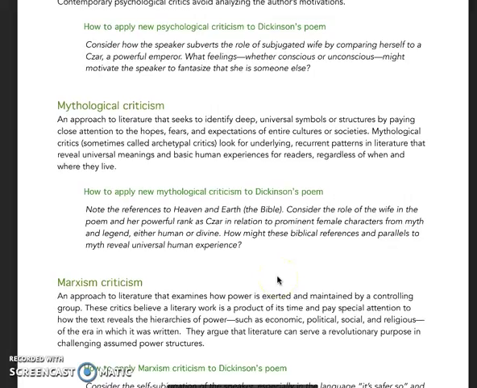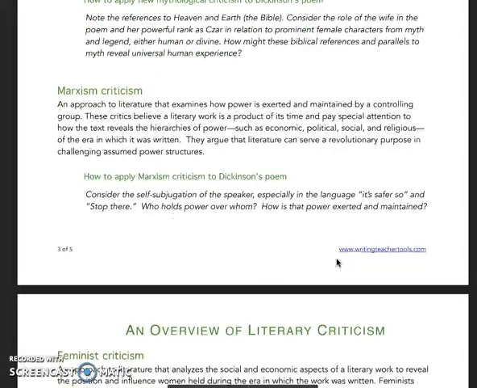So if we're going to look at the Dickinson poem, we might say, okay, what does heaven and earth represent? How are those references at play? What would we really think about the role of wife and czar, and how could those show us some sort of connection to powerful female characters from myths and legends, or human or the divine? Do we see any biblical references? So we're really looking for symbols and archetypes, those reoccurring patterns throughout literature when we're using mythological criticism.